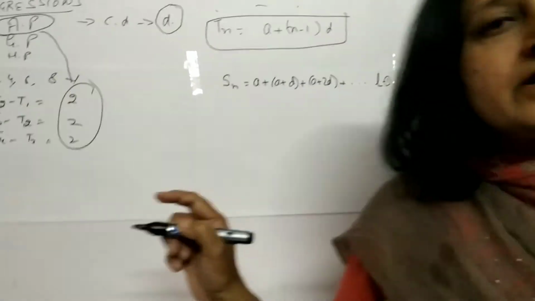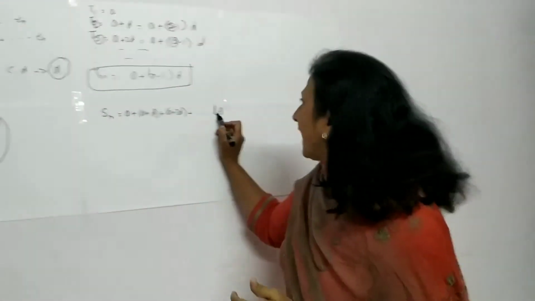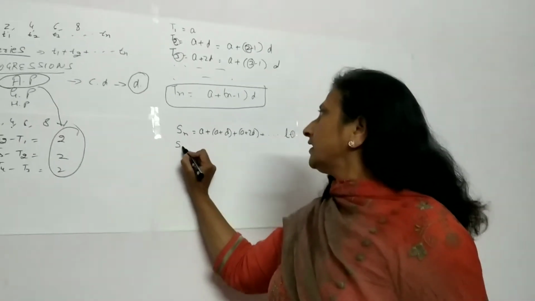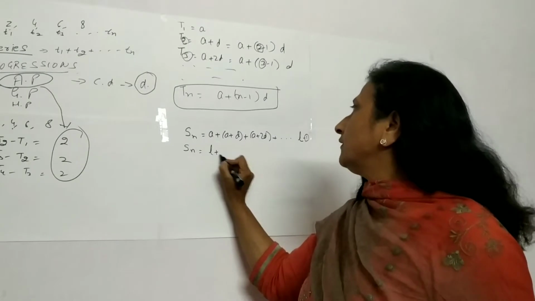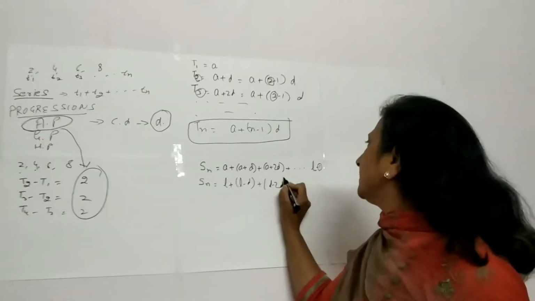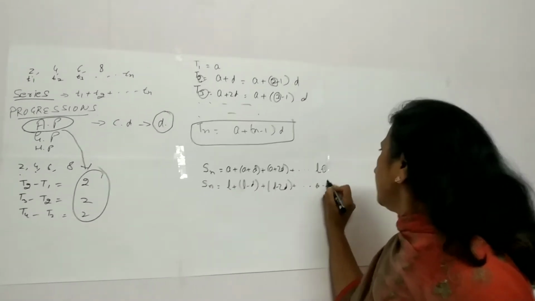Now rewriting it in the reverse order, like L should be written first and A should be written in the last. So here rewriting in the reverse order, what we'll observe is, it will be L, L minus D. Likewise continuing, L minus 2D. So I can write it up till A.